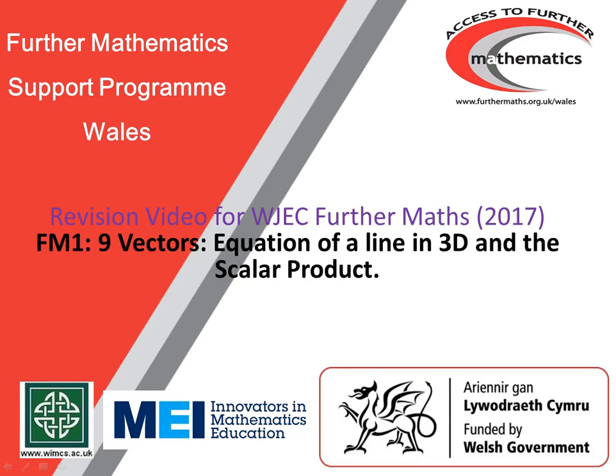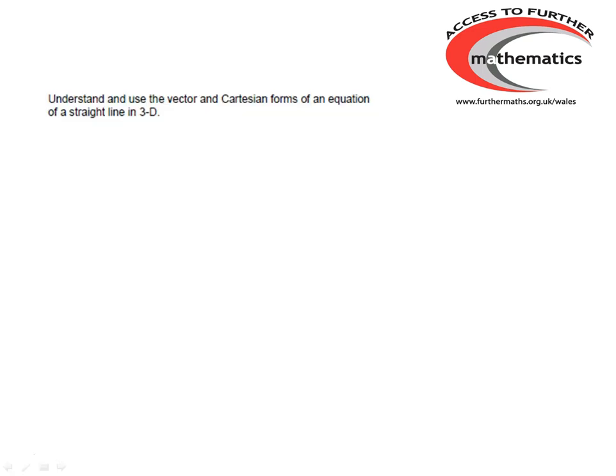This is the first of two revision videos looking at the vector work of the FM1 unit. In this revision video we will be looking at the vector and Cartesian equations of a straight line in 3 dimensions. We will be looking at how to calculate the scalar product and how to use it to find the angle between two lines.